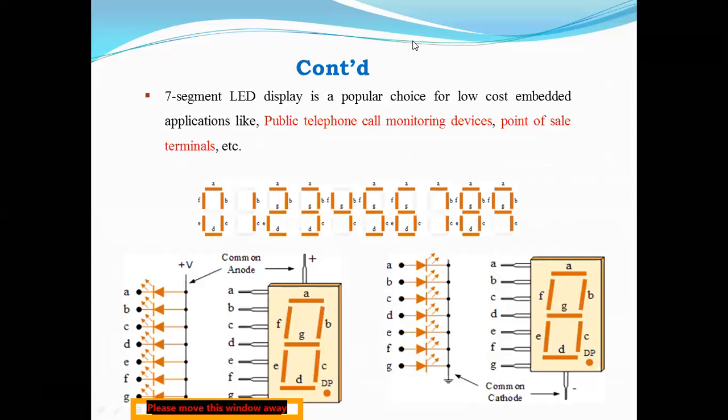Next, we can see the example given here. It is used in low-cost embedded systems like public telephone call monitoring devices and point of sale terminals. Sometimes you want to display numbers in an embedded system, even in a microwave oven, you can see the timings. Timings are displayed in digits. There, 7-segment LED displays are used, right? So this is acting as one output device.